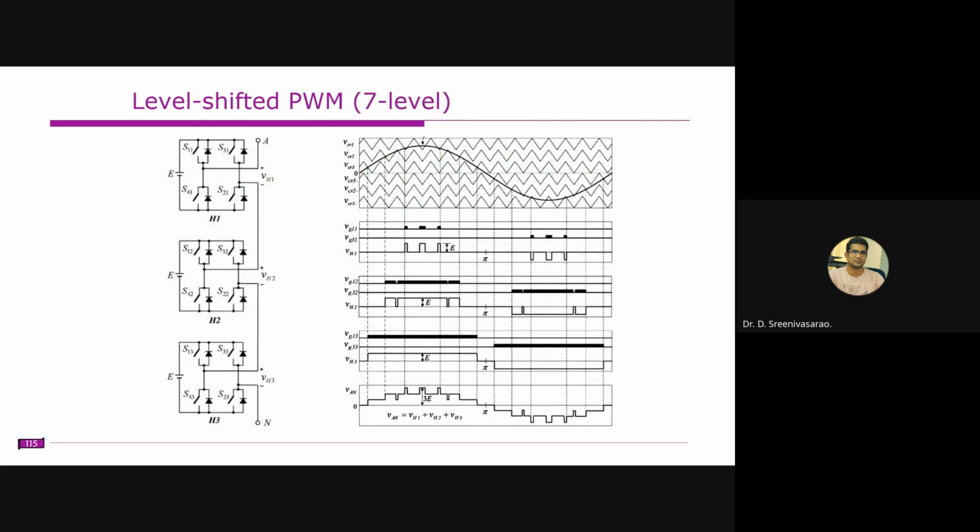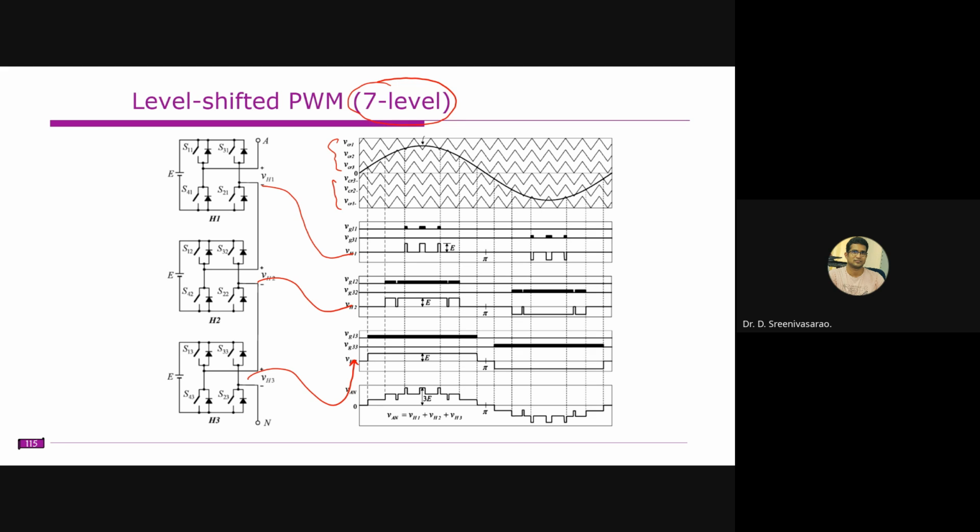So here, the performance. Again, we have a 7-level inverter, right? As we discussed, these are the carrier positions. This is controlled by one carrier, 2, 3, 4, 5, 6, right? So this will be the output of bridge 1, this is the output of bridge 2, and this is the output of bridge 3.